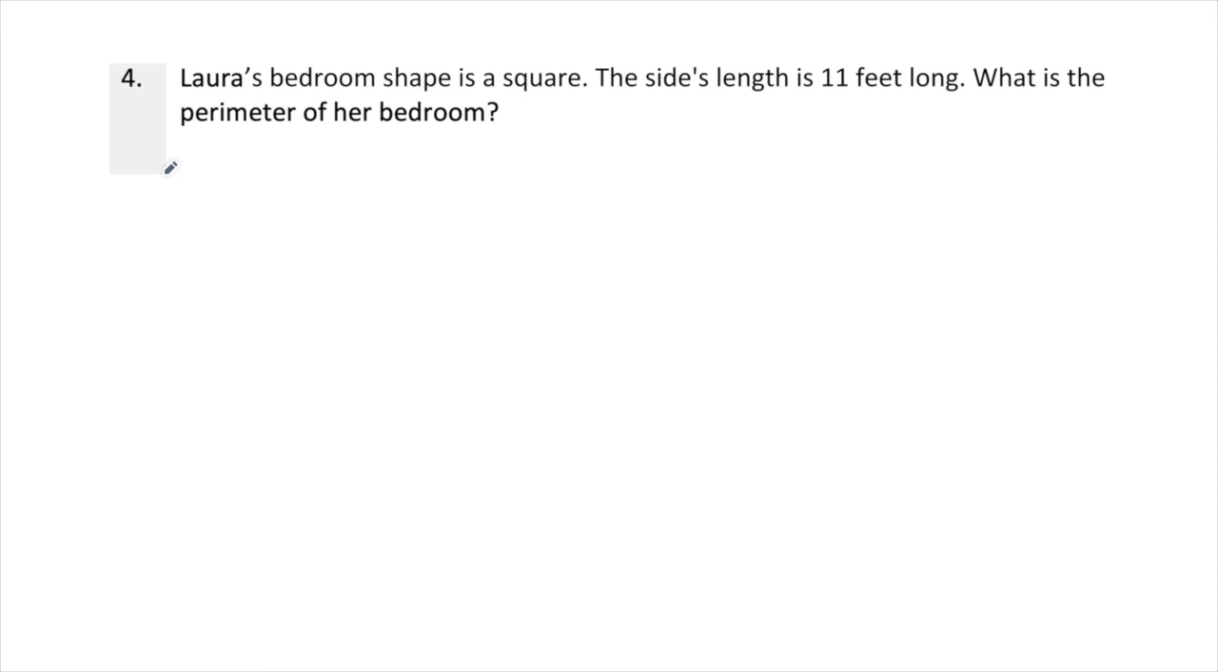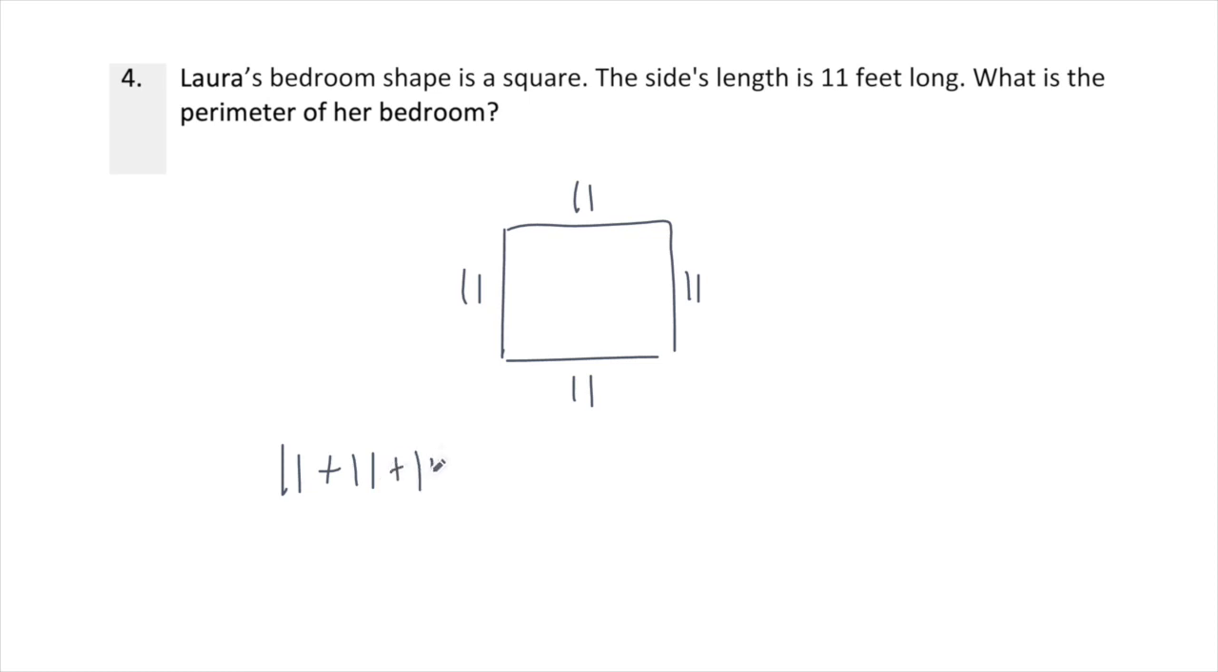For this problem, we have to figure out the perimeter of our bedroom. We know that our bedroom is a square, and each side has a length of 11 feet. To find the perimeter, we have to find the sum of these 4 sides. So that would be 11 plus 11 plus 11 plus 11, which is equal to 44. So the answer to this problem is 44 feet.